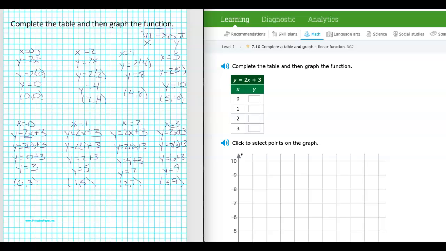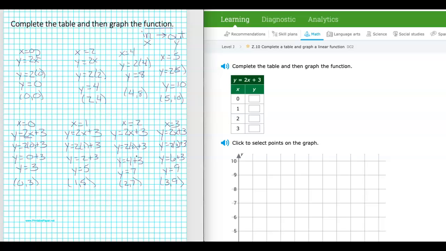When I have my input as 1, I can rewrite this equation as y equals 2. Now again, multiplication, 2 times 1 plus 3. Multiplication before addition, we're simplifying. So y equals 2 plus 3. Well, 2 plus 3 is 5. So when I input 1 into this equation, my output is 5. So my ordered pair is 1, 5.